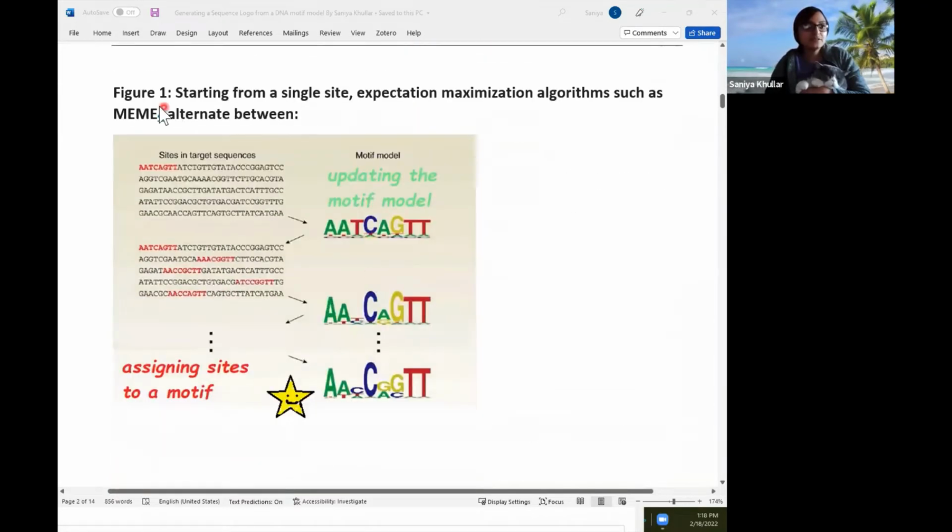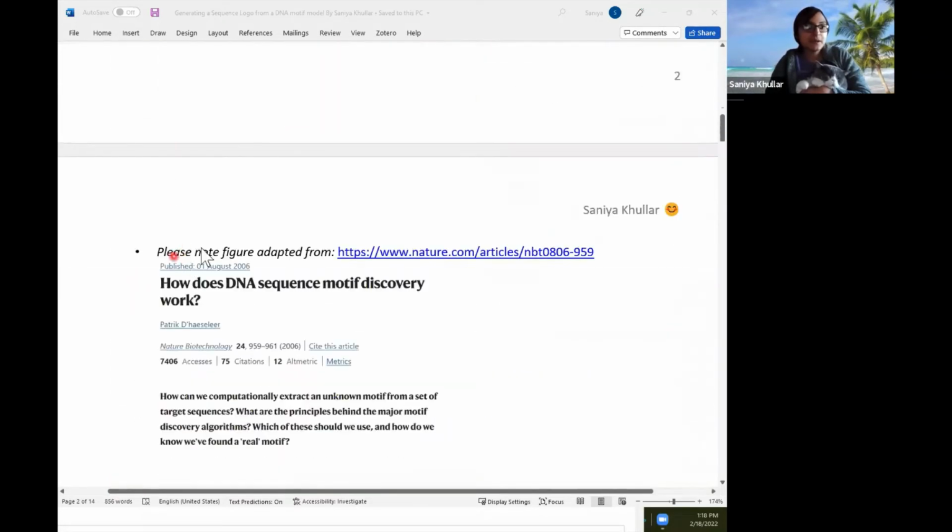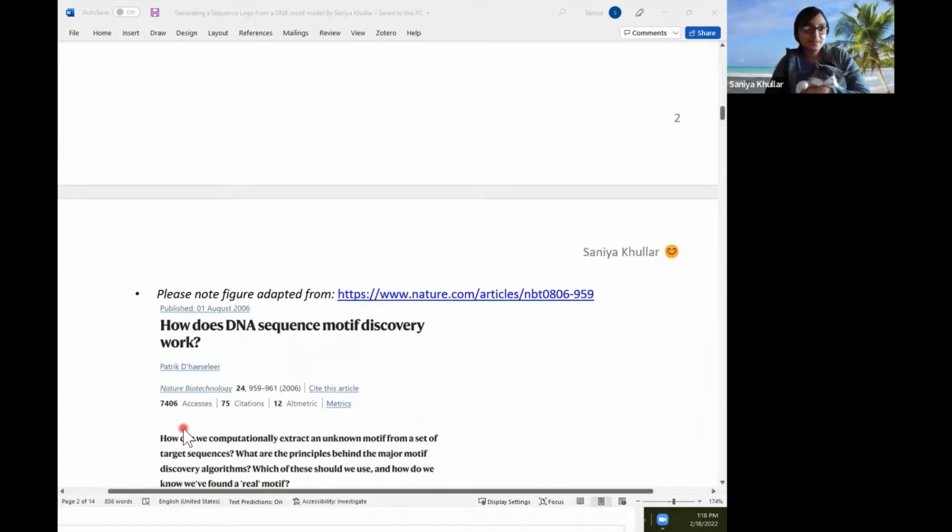And then this figure here is from the paper, How does DNA sequence motif discovery work?, published in 2006. So how can we computationally extract an unknown motif from a set of target sequences? What are the principles behind the major motif discovery algorithms? Which of these should we use, and how do we know that we found a real motif? So this is an interesting paper here.